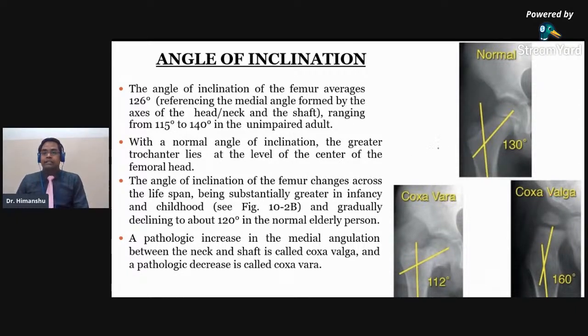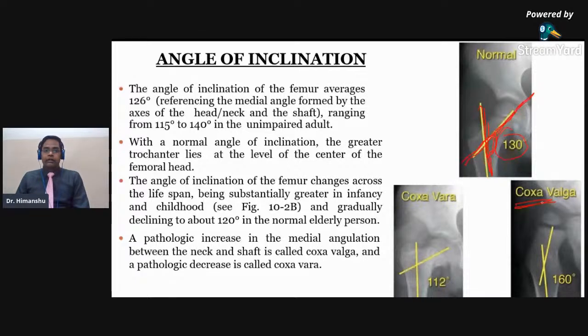It is very easily shown here, like this line. This is from the center of the head and neck. This is making an angle with a line that is passing through the shaft of the femur. So this is the angle that we are talking about. The normal range is about 125 or 130 degrees. The lesser the angle, it is called varus or coxa vara, the varus deformity of the hip. And if this angle is increased, it is called coxa valga, the valgus deformity of the hip.